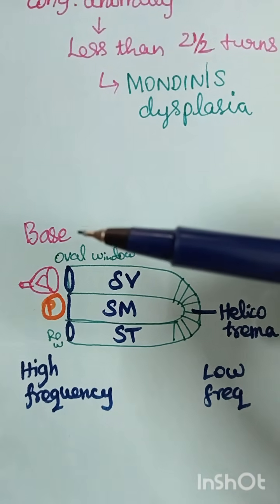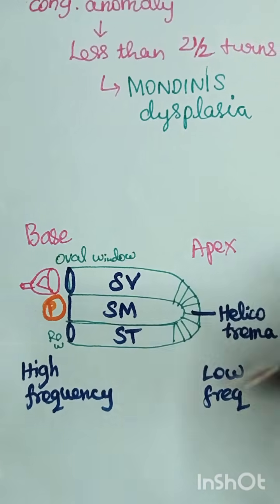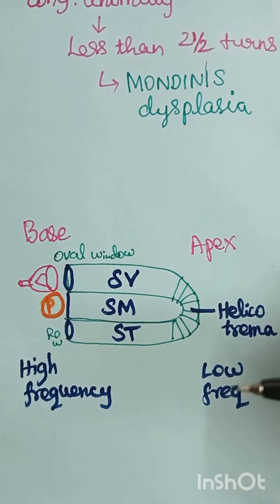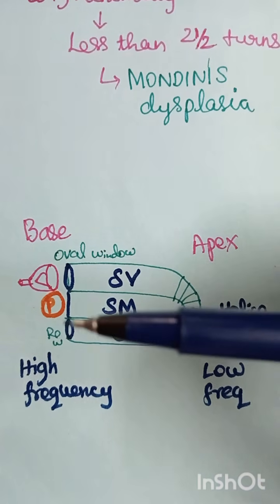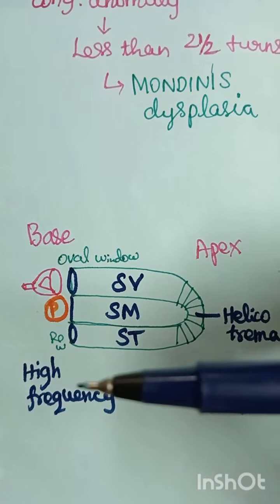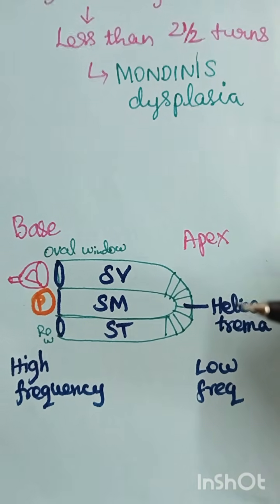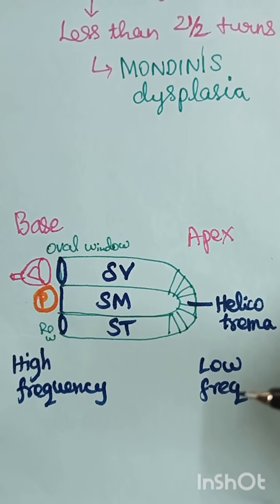So the base of the cochlea is responsible for recognizing high frequency sound, and the apex of the cochlea is responsible for recognizing low frequency sound. If a patient has a problem near the oval window, promontory, or round window, the patient will have high frequency hearing loss. And if a patient has a problem near this helicotrema, near the apex, the patient will have low frequency hearing loss.